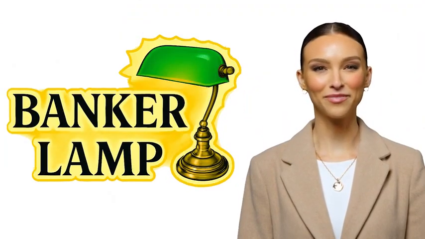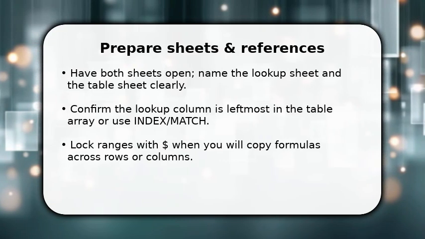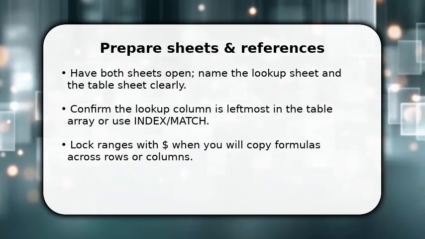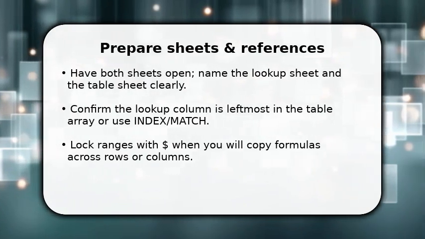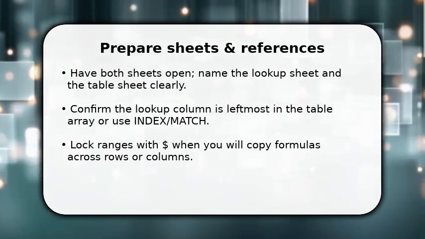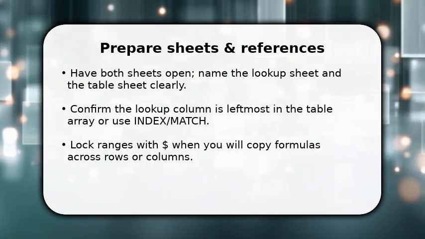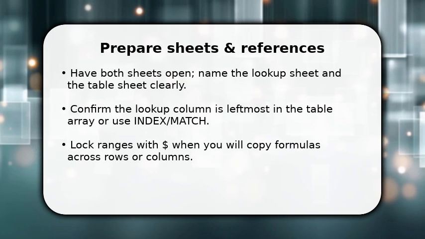Please enjoy the video. You start by confirming the lookup value cell and the table location on the other sheet. Once done, select the cell where you want the result and type equals VLOOKUP. Make sure to point the lookup value to the cell with your key, then switch to the other sheet and select the full table array.